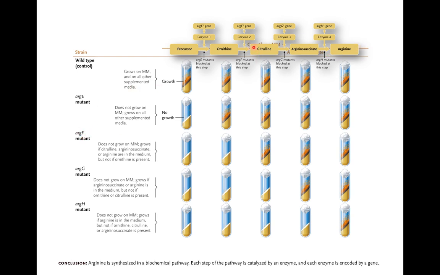RGF instead would be missing the second enzyme. So even if you add ornithine or anything else before, it cannot really produce citrulline and therefore cannot produce arginine. But if you add citrulline at this point, it can actually grow. RG will be a mutant of the third enzyme. So if you add anything before that reaction synthesized by enzyme 3, it will not grow. If you add something after that, it will, and so on.